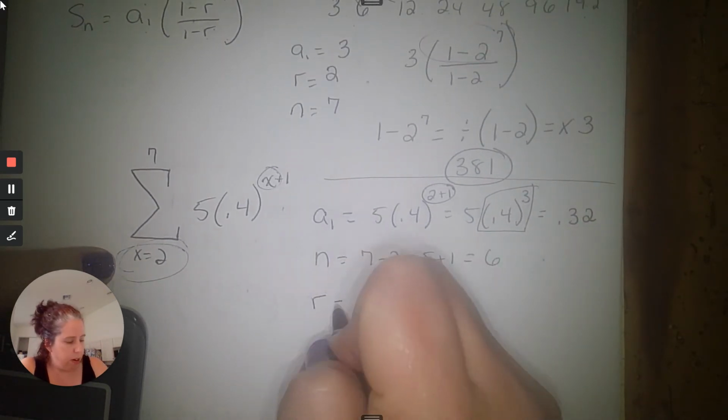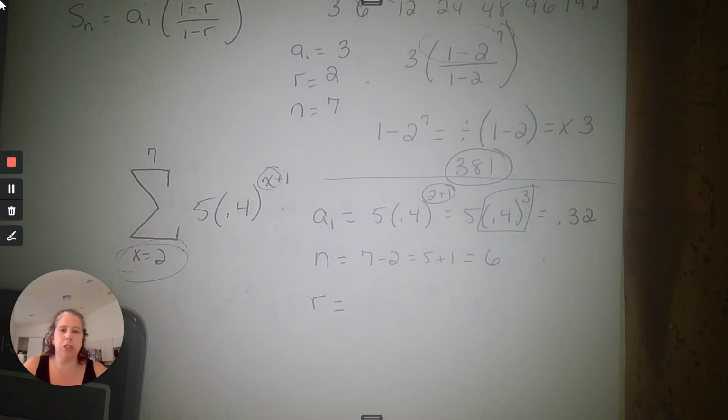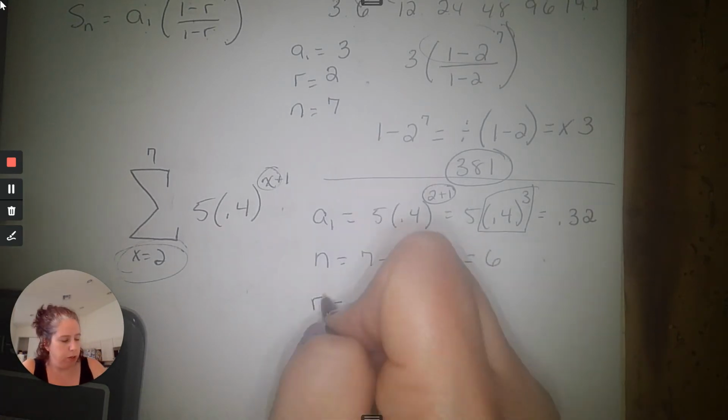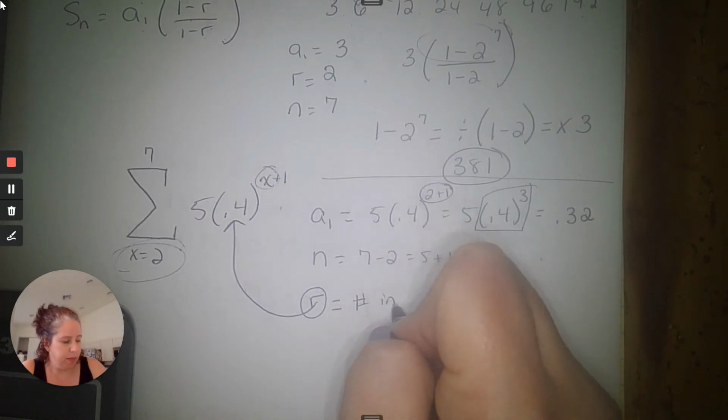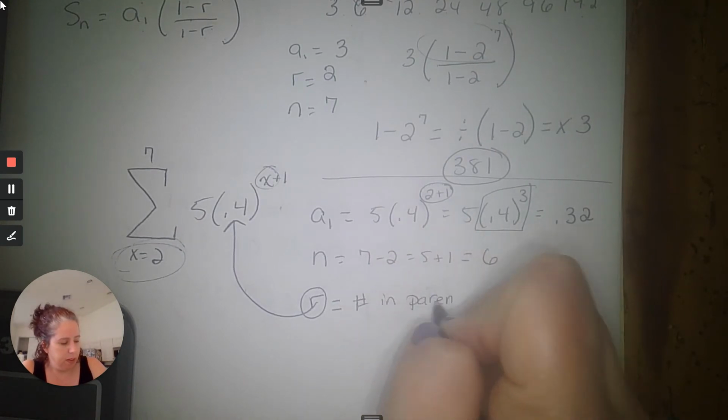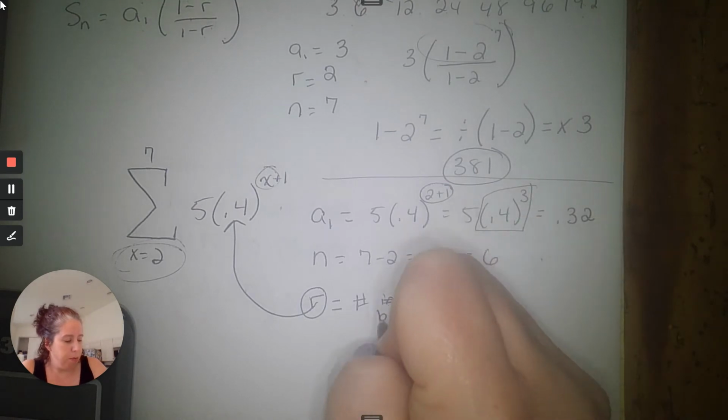And then you need r. Now, r is actually so much easier on this, guys. There's really no trick to it. r is the number in the parentheses, or actually, I should say the number being raised to the power.